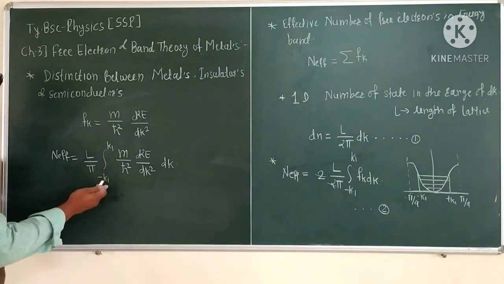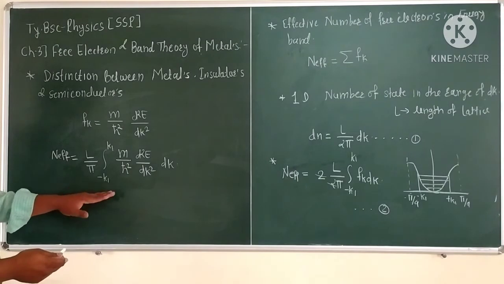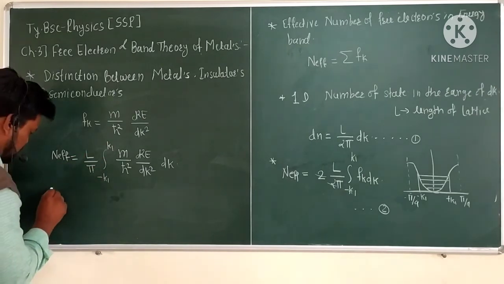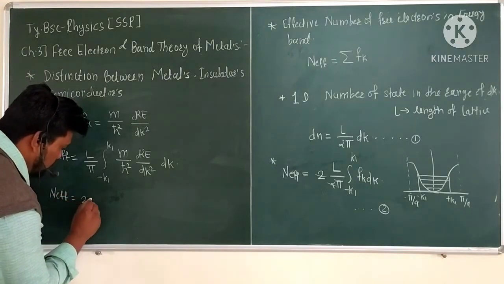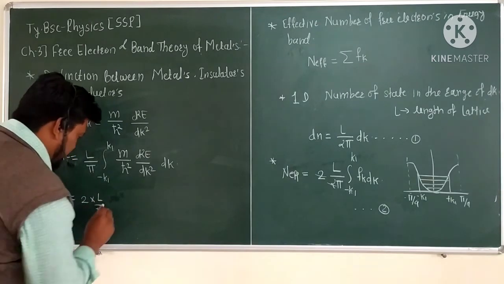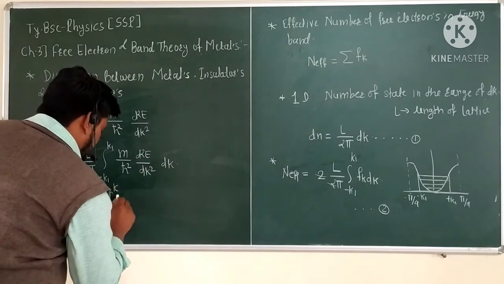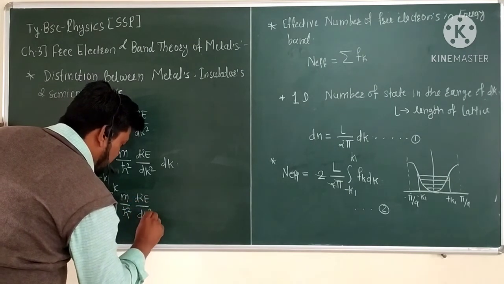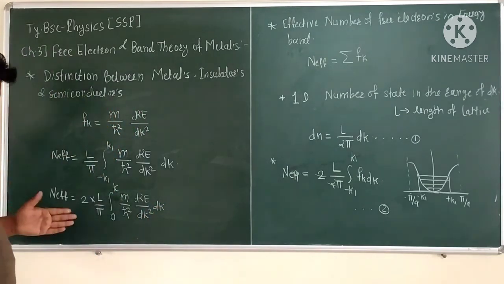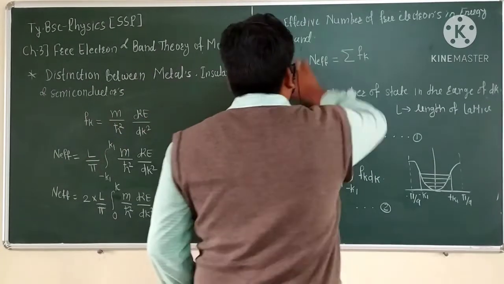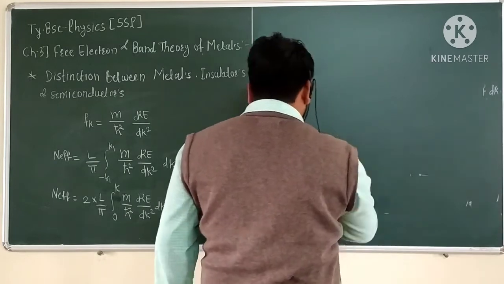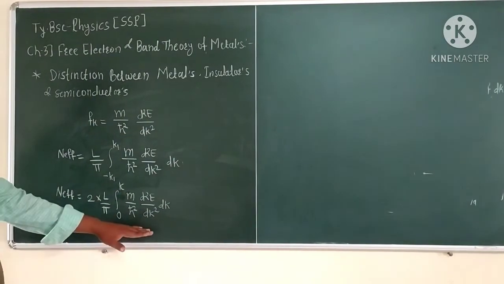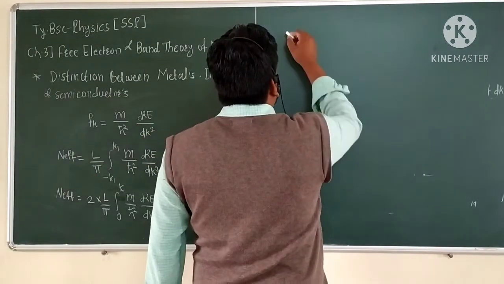Since the integrand is even, we convert this limit into 0 to k1, and then that 2 comes outside of the integration. So n effective is equal to 2 into L upon pi, times the integral from 0 to k1 of m upon h cross square into d square E divided by dk square into dk. Solving this integration, n effective is equal to twice L. This m upon h cross square is also a constant factor, so it goes outside of the integration.